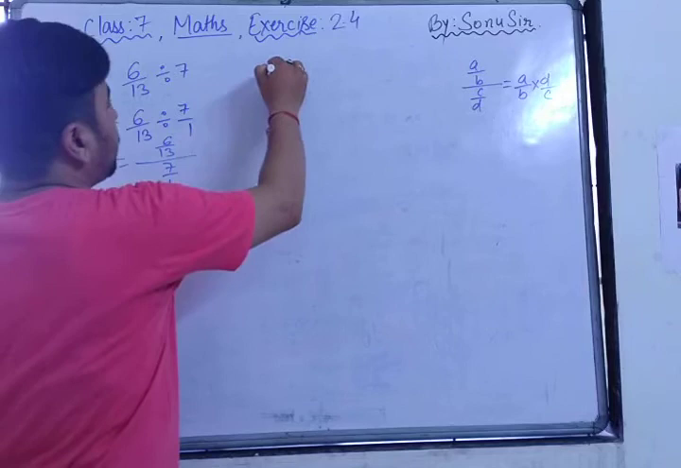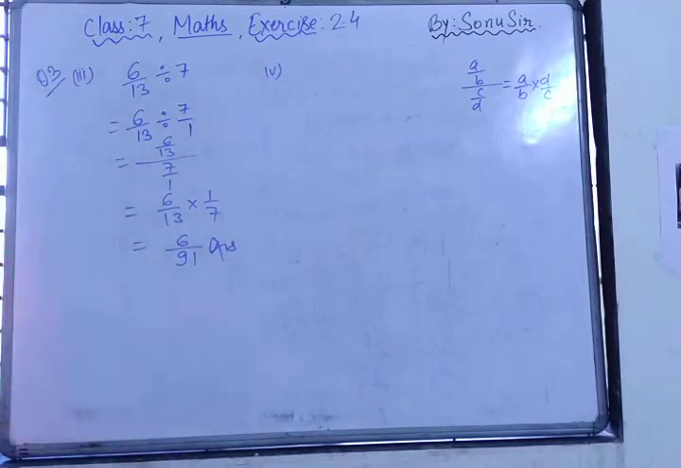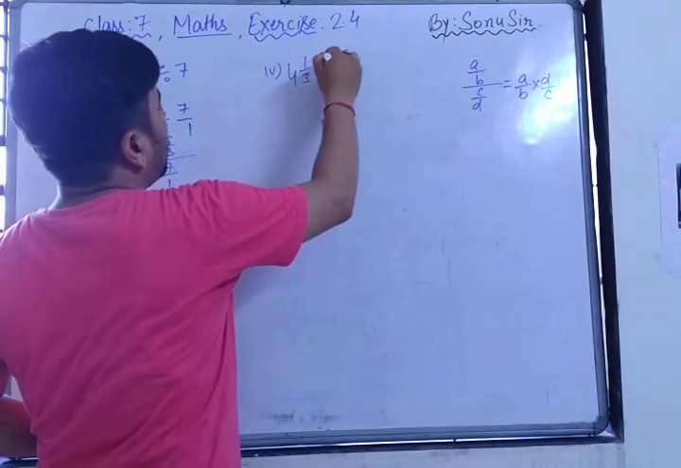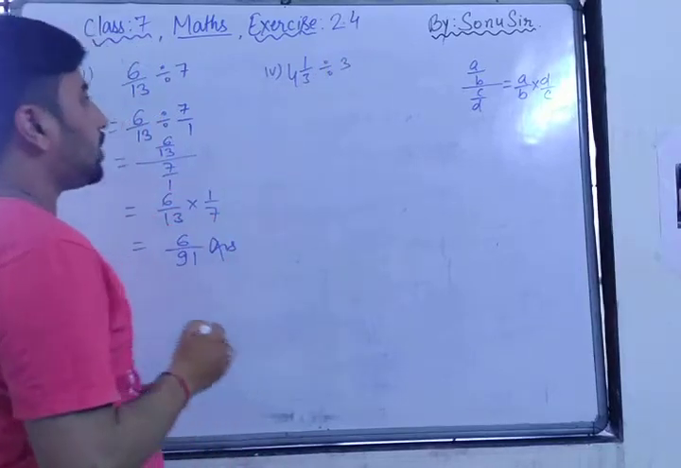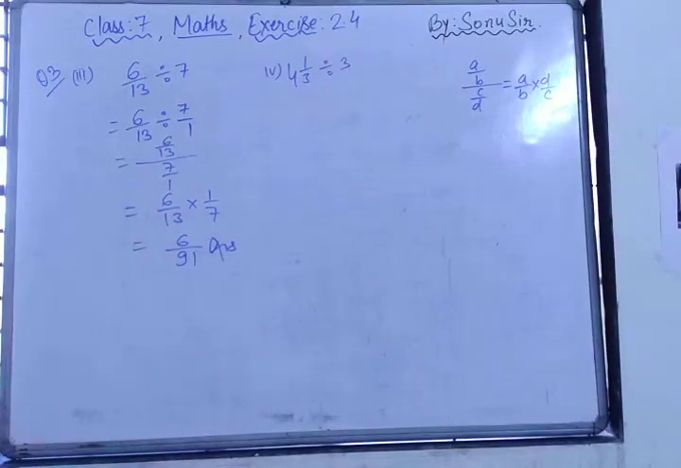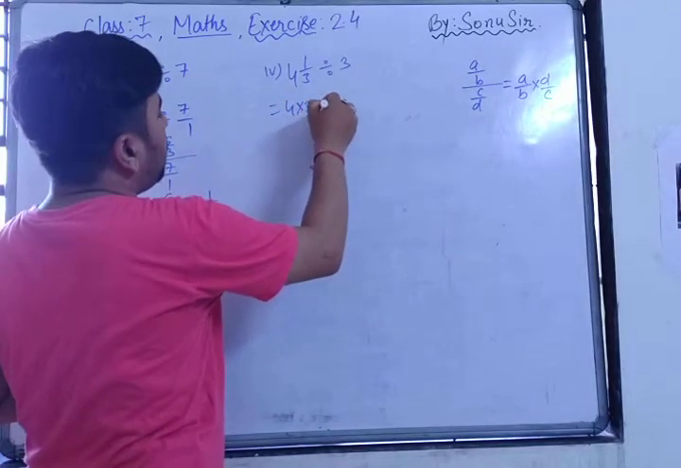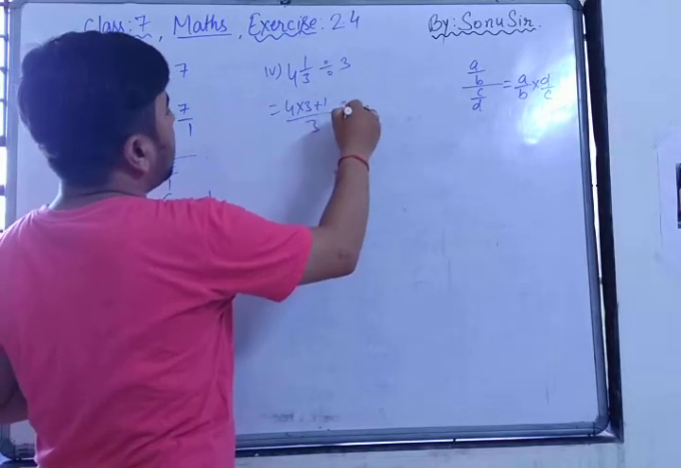Now the fourth question you can see here. The fourth question is 4 into 1 by 3 divided by 3. Are you able to understand this question? First of all, we will break the mixed fraction into a fraction, and after that we will apply the division rule. So what we will do here: 4 into 3 plus 1 upon 3 divided by 3.